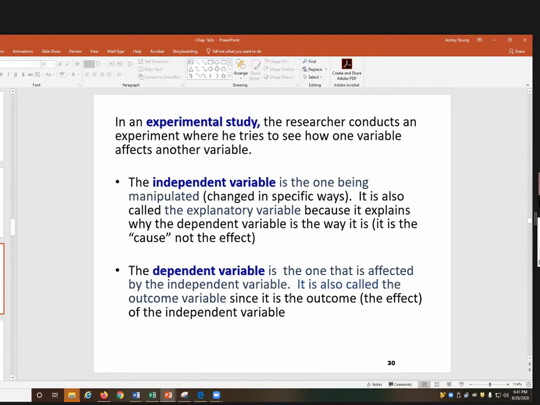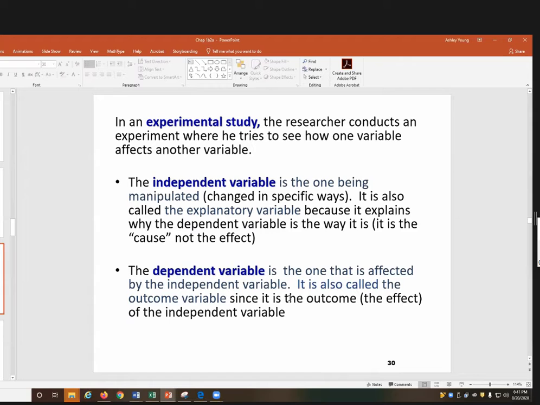This is also in your notes. We're back to your notes. Make sure you guys are taking notes. In an experimental study, the researcher conducts an experiment where he tries to see how one variable affects another variable. The independent variable is the one being manipulated, changed in specific ways. It is also called the explanatory variable because it explains why the dependent variable is the way it is. It is the cause, not the effect. The dependent variable is the one that is affected by the independent variable. It is also called the outcome variable since it is the outcome, the effect of the independent variable.